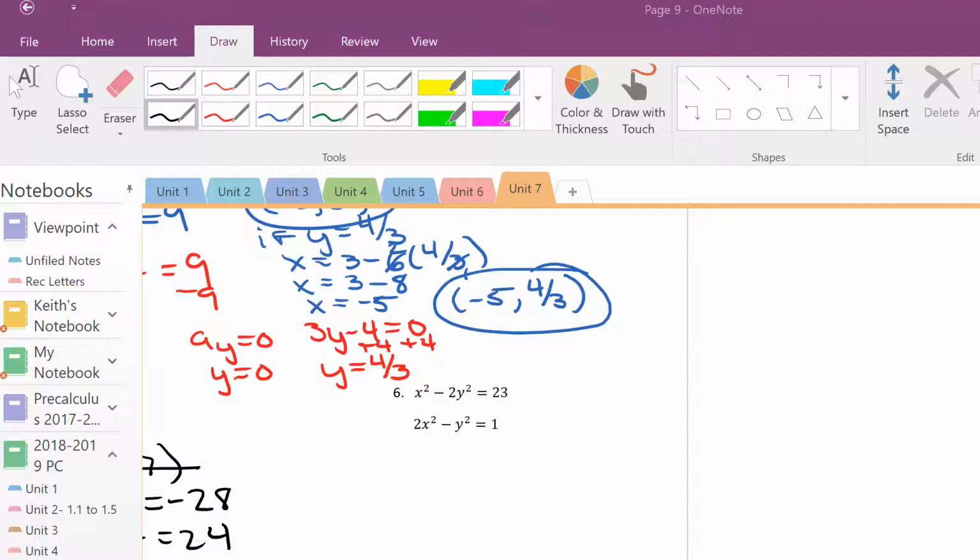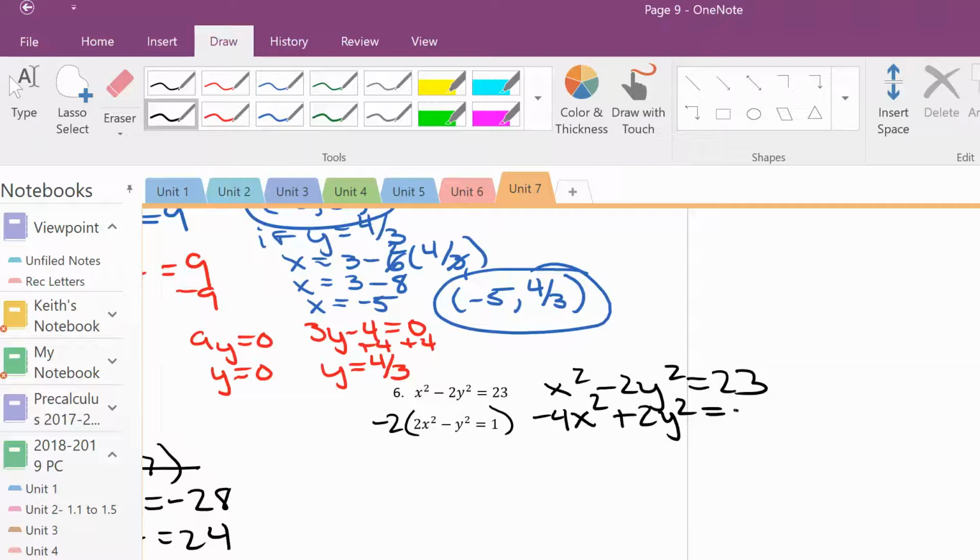Now, if you look at number 6, you can eliminate by either multiplying the top by -2 to eliminate the x's, but I'll do something different. I'll multiply the bottom by -2 to eliminate the y's. So you get x squared minus 2y squared equals 23. Negative 4x squared plus 2y squared equals negative 2. So when you add down, you get negative 3x squared equals 21.